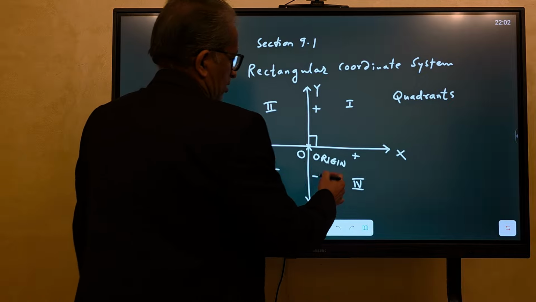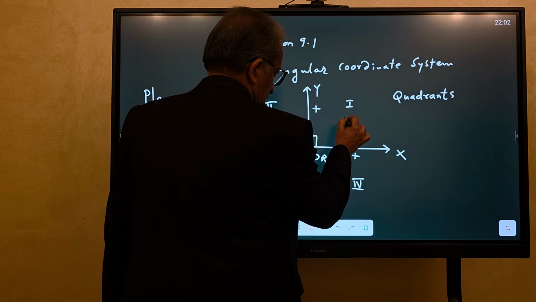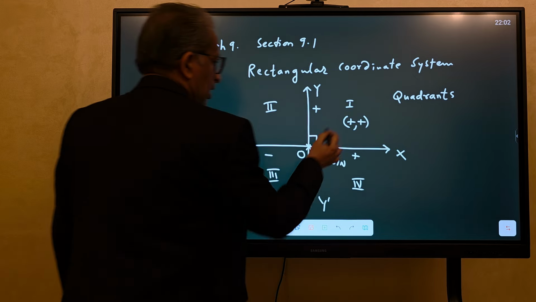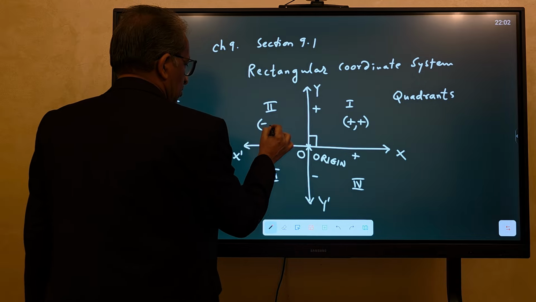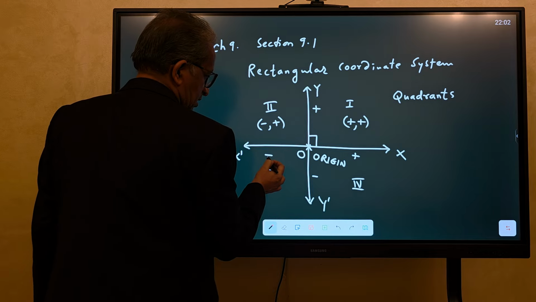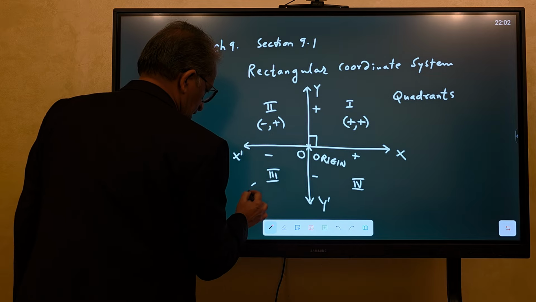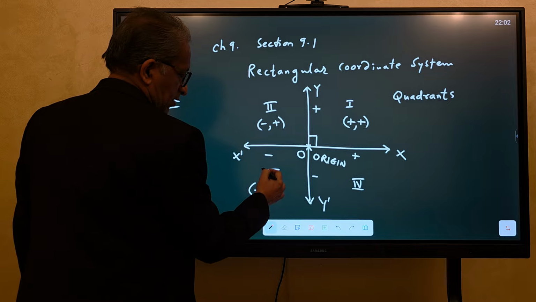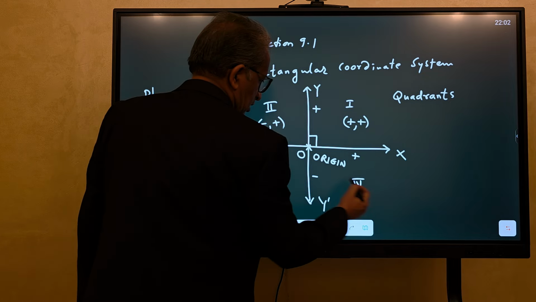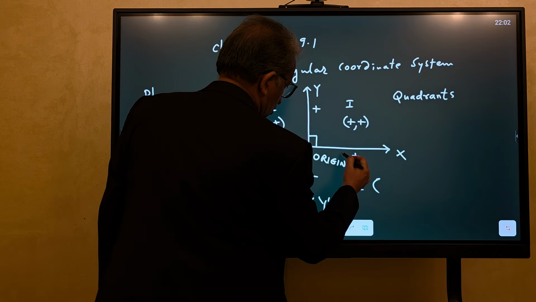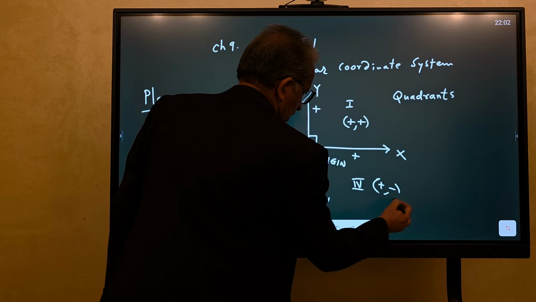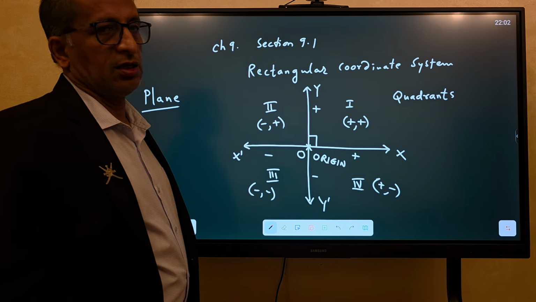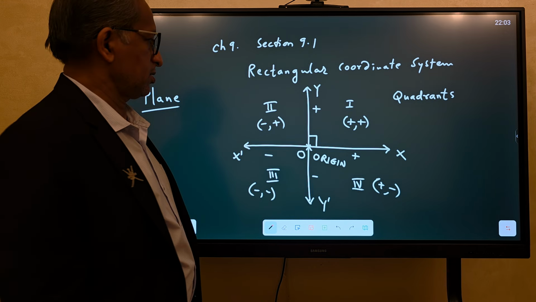And any point here will be plus plus. Any point here will be minus plus, because it is x first and then y. Here we have minus minus, any point in this quadrant, and any point in this quadrant will be plus minus. So this is how we define the rectangular coordinate system.